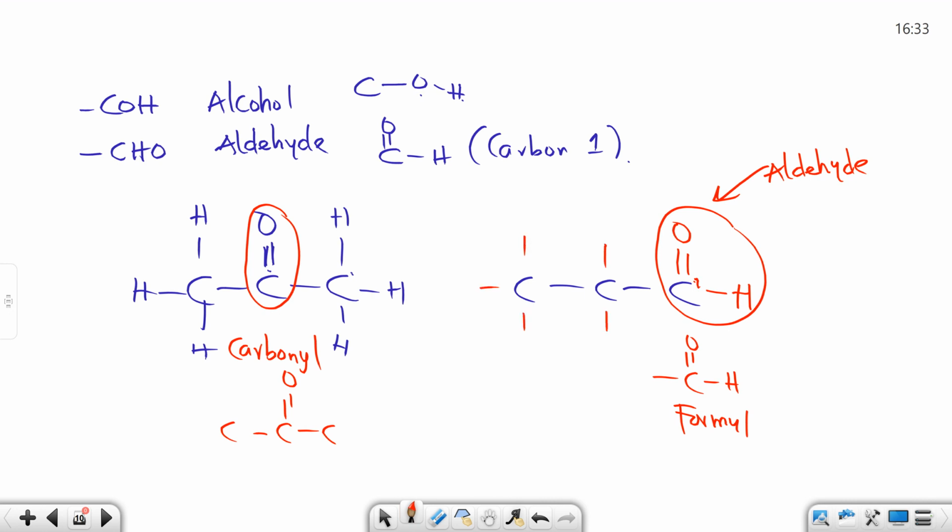What is the name of this compound? It's propanal. This is wrong: propan 1. This is very wrong. There will never be propan 2-al. It doesn't exist, so I can't even write it. The rule for aldehyde is that that thing is always on carbon number 1. So please don't write propan 1-al. It's wrong.